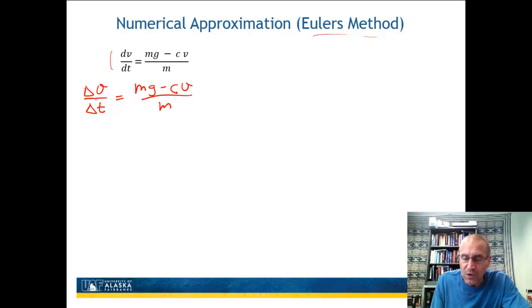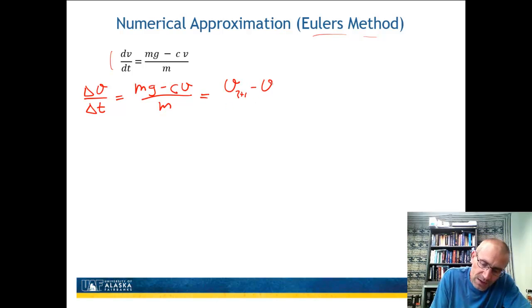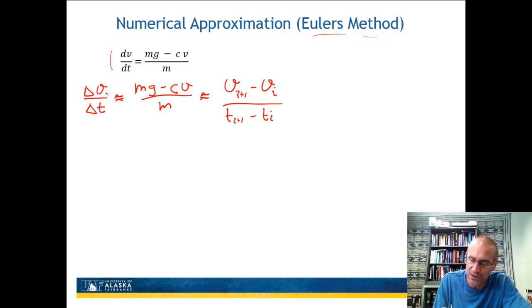Then the change in velocity over time, I could write as the velocity at some time, I'll call that time i plus 1, minus the velocity at time i. So i is just a counting variable that goes 0, 1, 2, 3. That's all over my delta t, which would be t at i plus 1 minus t at i. It might be better for me to use approximately equal, because since I'm not doing finite changes, I don't have a differential. It's not an exact solution.